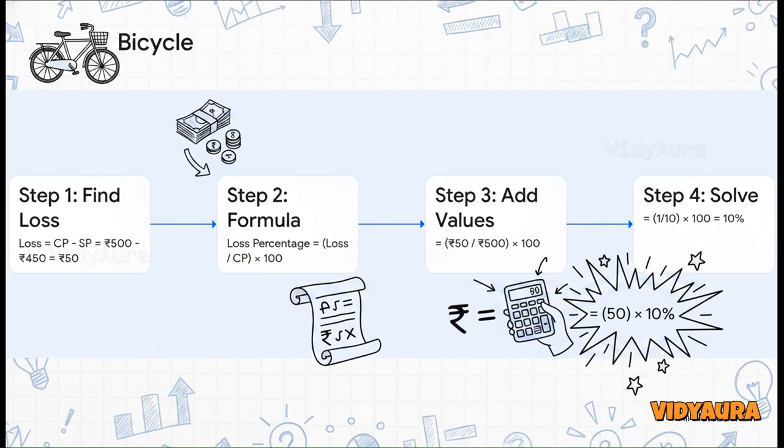Now, what if he sold it for 550 instead? Well, this time it's a profit. 550 minus 500 is a 50 rupee profit. And for the percentage, look, it's the same calculation. 50 over the CP of 500 times 100. That's a 10% profit. See how the method is exactly the same?